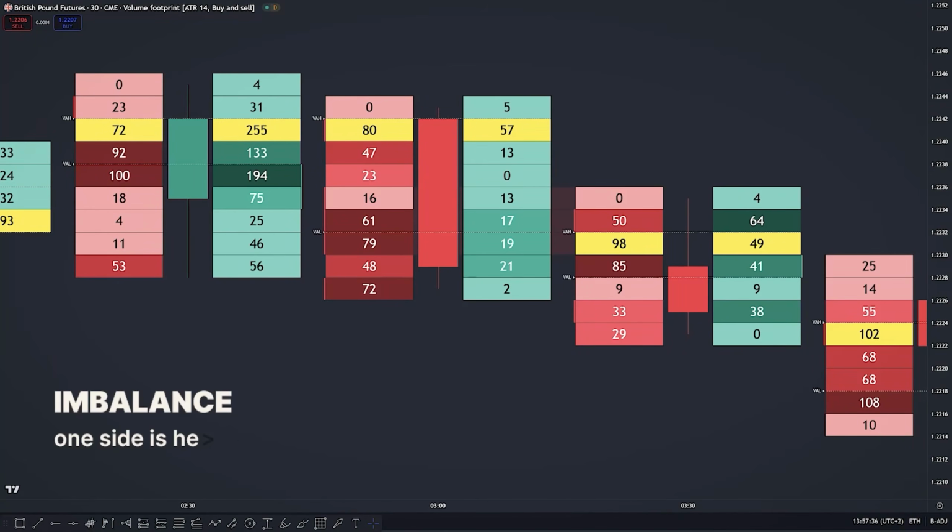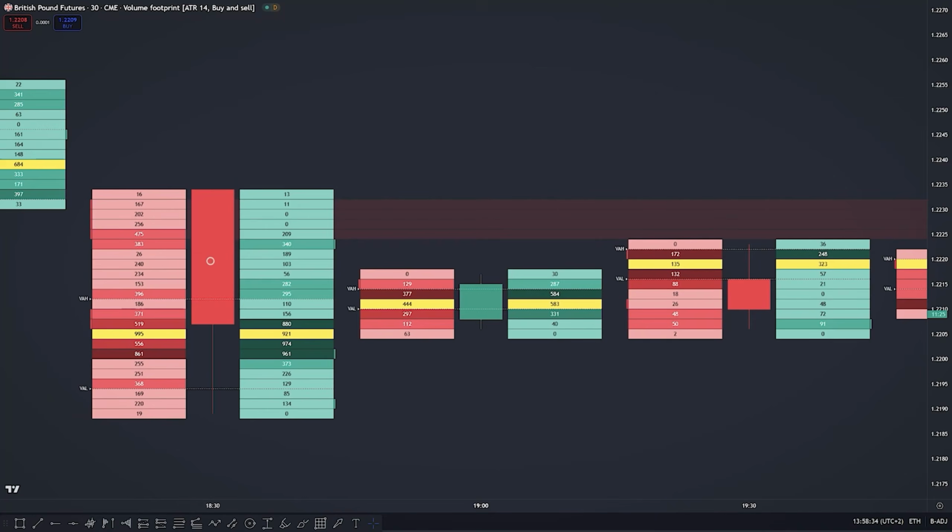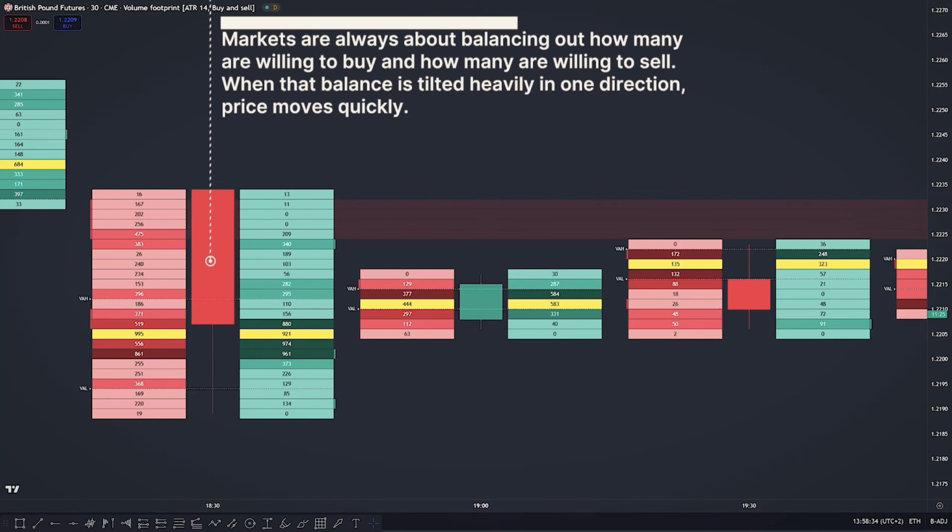Imbalances are when one side is heavily stronger than the other. You might see large numbers on the buy side, the ask side, with only small numbers on the bid side at the same price level, or vice versa. This market order flow can lead to a swift move in the direction of the stronger force. You see, markets are always about balancing out how many are willing to buy and how many are willing to sell.